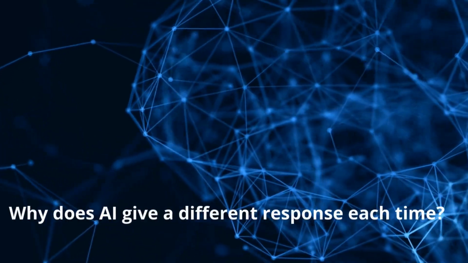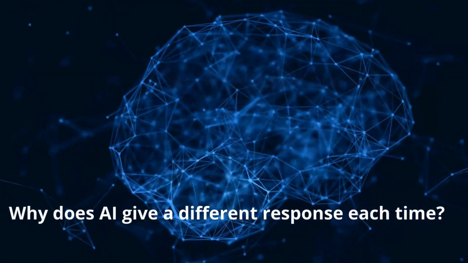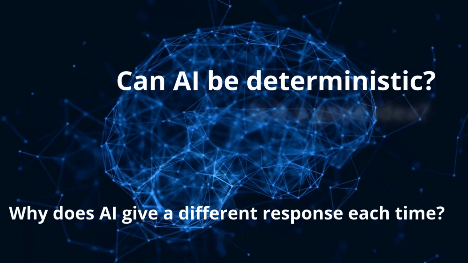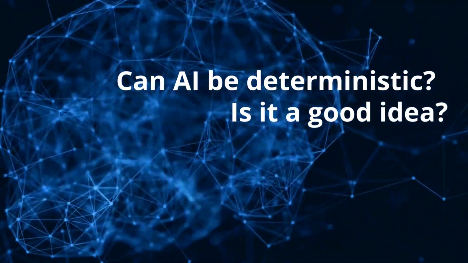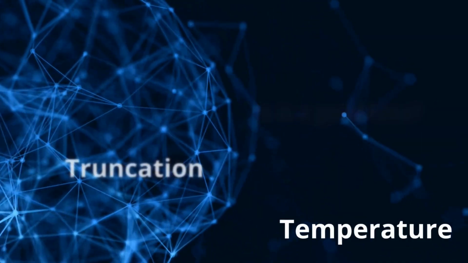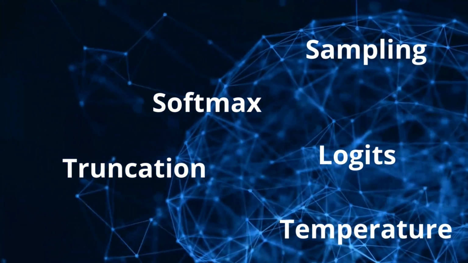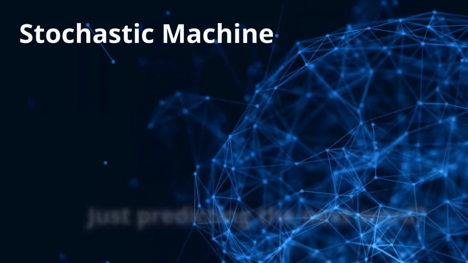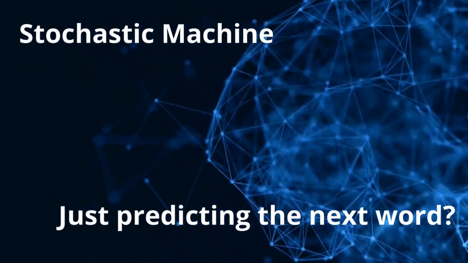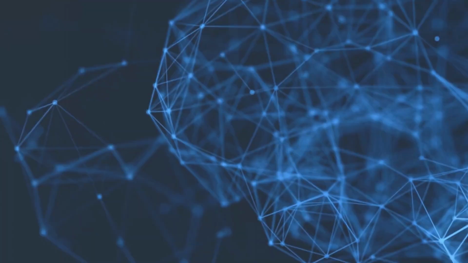Why does AI give a different response each time? Can AI be deterministic? And is it a good idea? What do terms like temperature, truncation, sampling, Softmax, and Logits mean? Is AI just a stochastic machine for predicting the next word? You will learn this and more in today's episode.